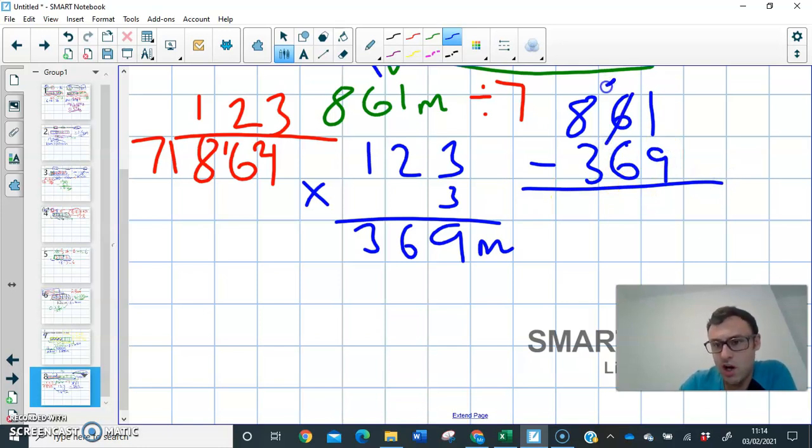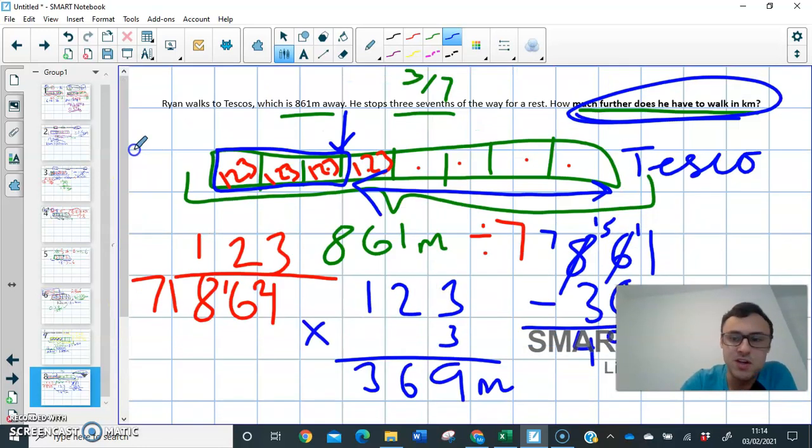Can't do 1 take away 9, so I exchange. 11 take 9 is 2. 5 take 6 I can't do, so that's a 7. 15 take 6 is 9. 7 take 3 is 4, so that is 492 metres. So he still has 492 metres to walk.